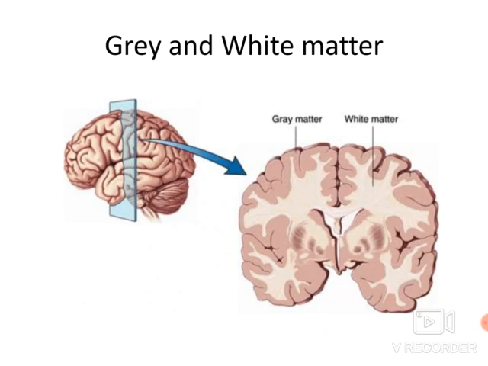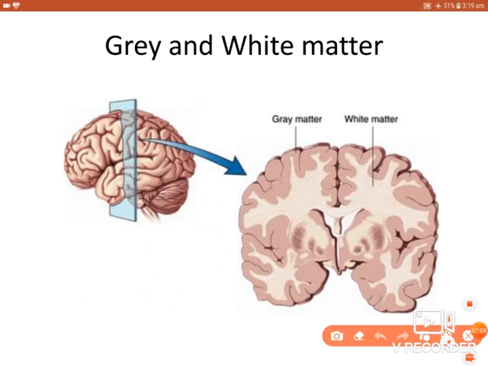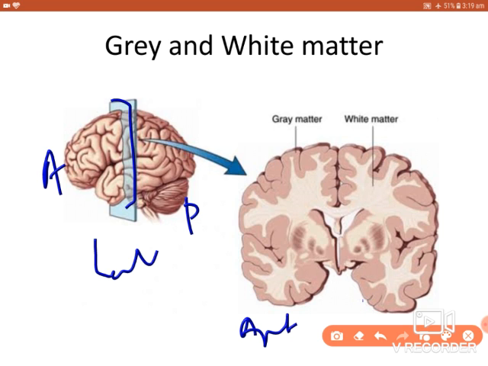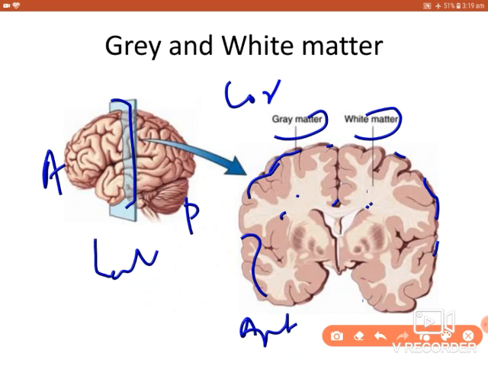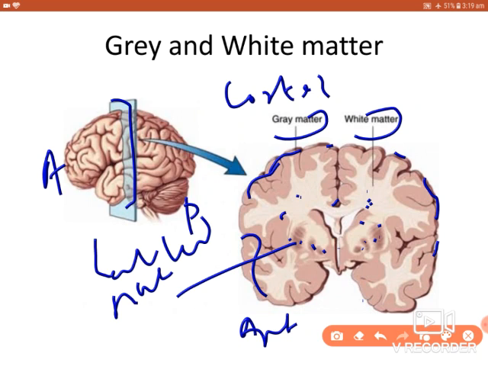Here this is the section of the cerebrum, the lateral view, with anterior and posterior directions. We take a section like this and view it from anteriorly. The outer part is the gray matter, which forms the cortex. The inside is the white matter, which contains aggregations of gray matter. These are called the nuclei, which consist of cell bodies of neurons.